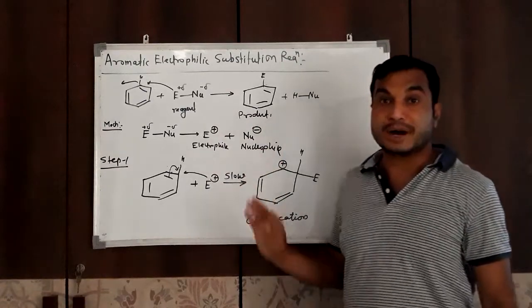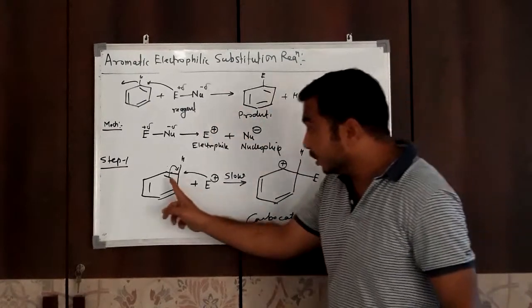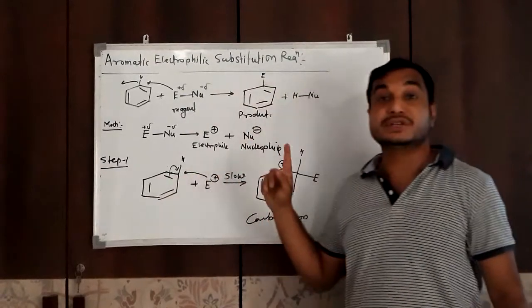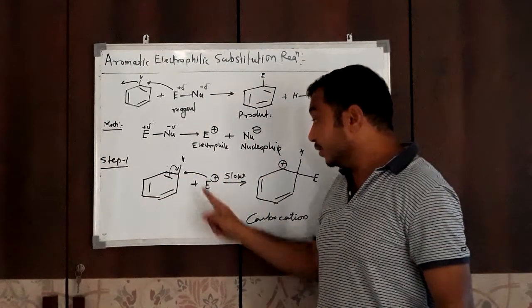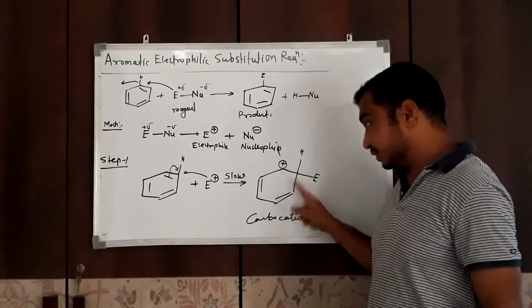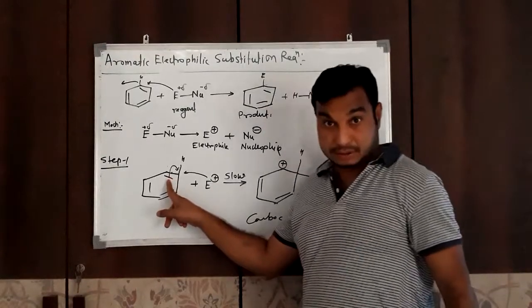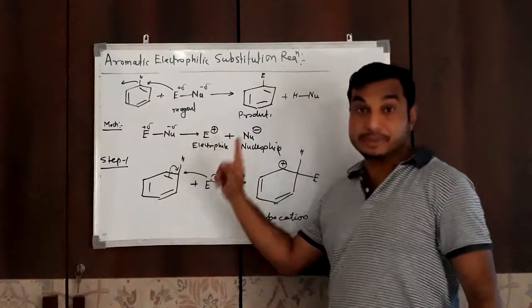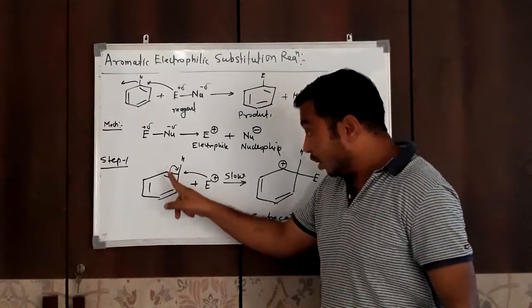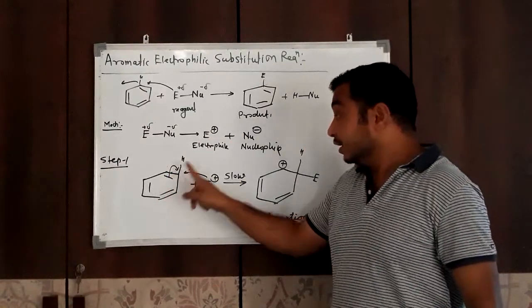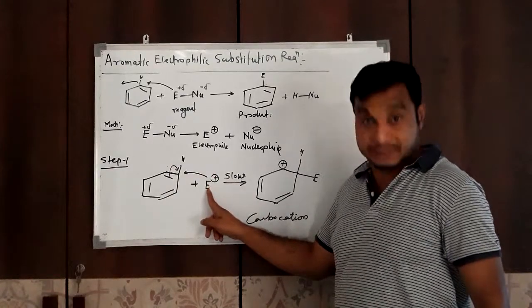Electrophile means the positive part of the reagent attacks one of the carbon atoms of the benzene ring and forms a bond with that carbon atom, like this. During this bond formation, one of the pi bonds in the benzene ring will break, and both electrons of this pi bond are involved in the bond formation with E plus.